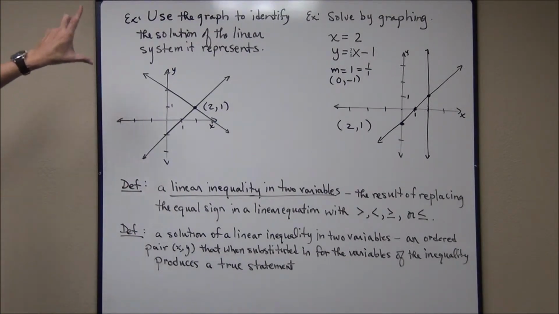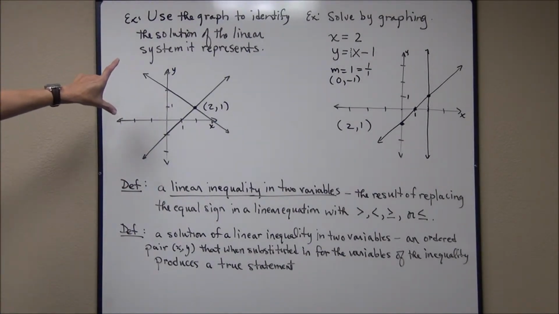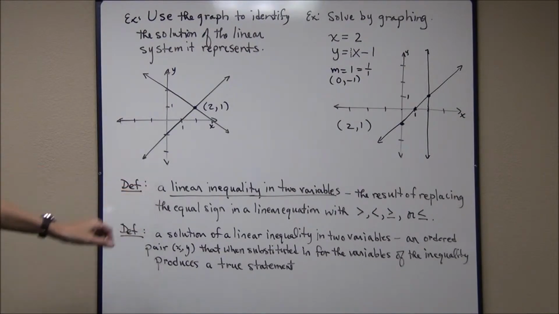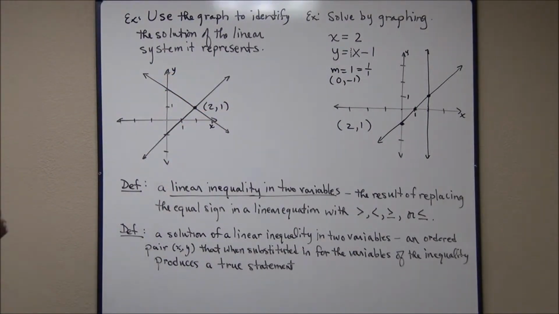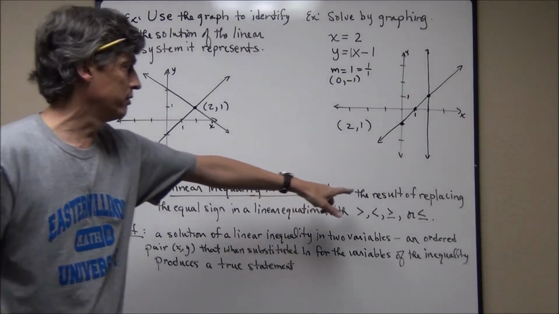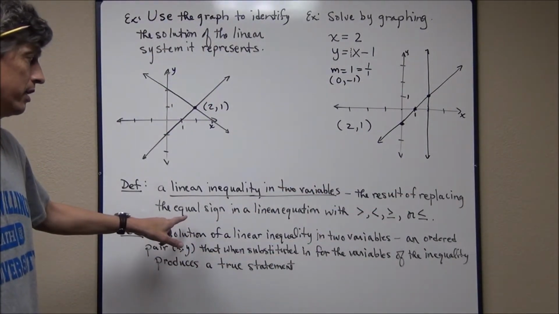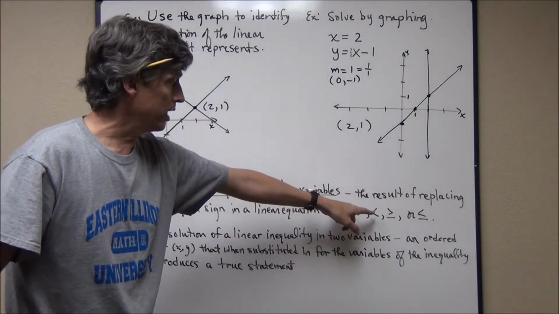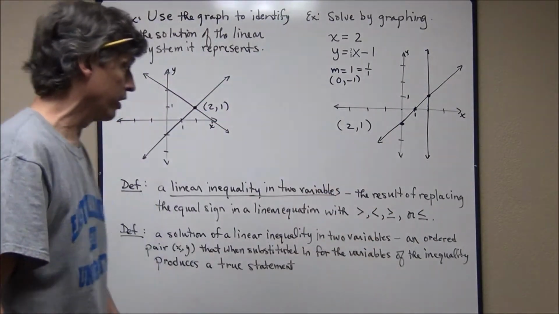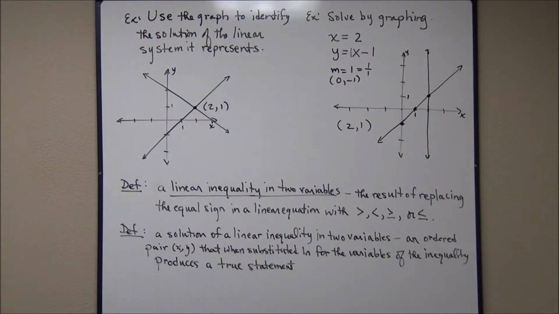Now, once we've got a good feel for this, we're going to go on to another topic about a linear inequality in two variables. Now, linear equations in two variables, we've had those. A linear inequality, there's a little change. A linear inequality in two variables is the result of replacing the equal sign in a linear equation like this with either a greater than, a less than, a greater than or equal to, or a less than or equal to sign. So we're changing it. We're getting rid of the equal sign. We're putting one of those 4 symbols in there in its place.